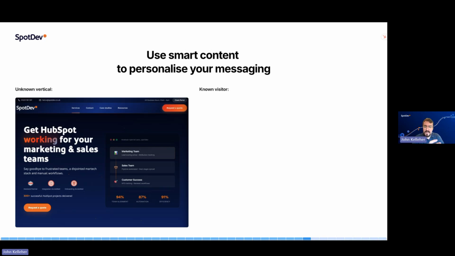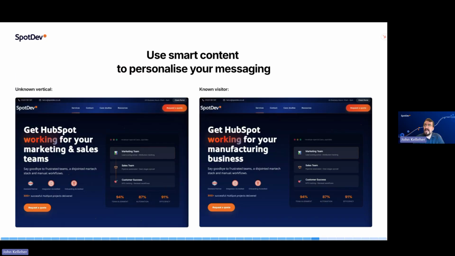But this conversion rate, they get to the page here, and then we want to personalize that further. Then we can flag here, get HubSpot working for your manufacturing business. I don't know about you, but if I'm on a page and it calls out what my business is doing, I am much more likely to convert. For my marketing sales team, everyone has a marketing and sales team. Are these folks doing it for manufacturing? Interesting. I'm going to go after them. I'm going to pursue them for a quote. It's a really strong technique for gaining additional conversions. It's a really strong technique for gaining further trust from your audience.